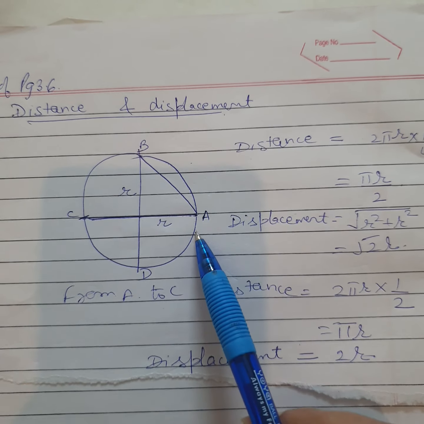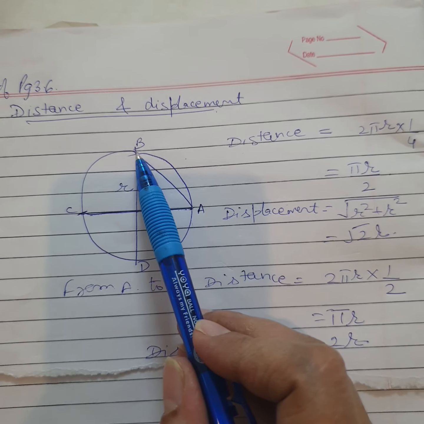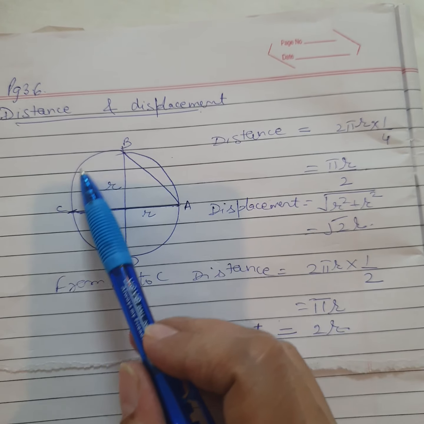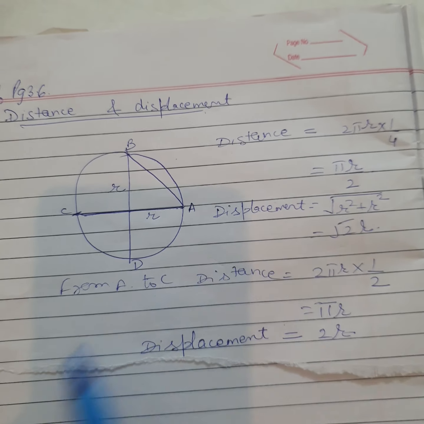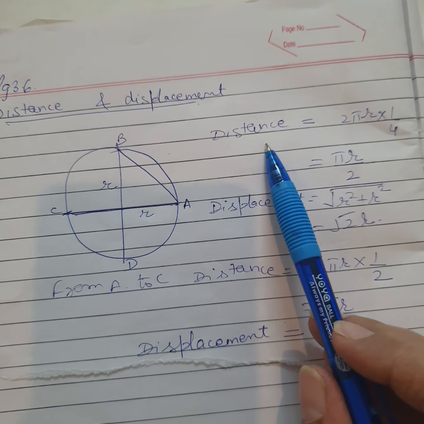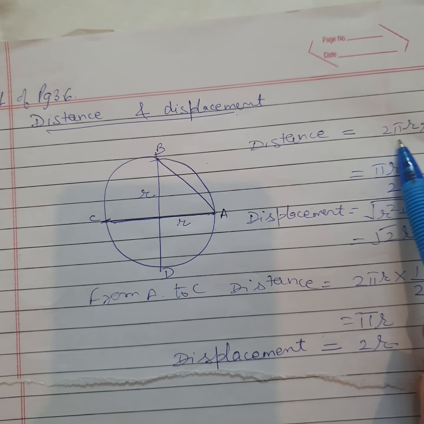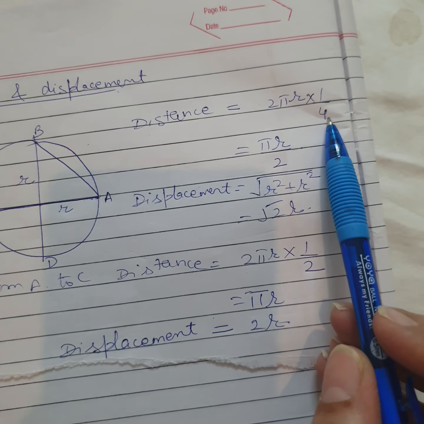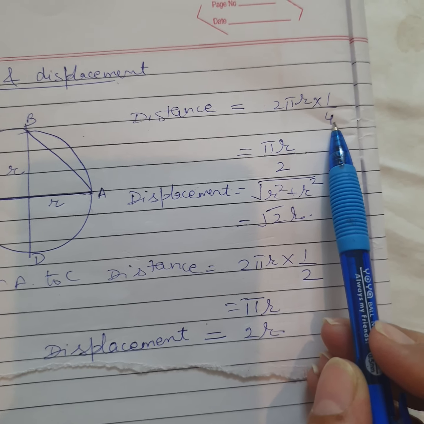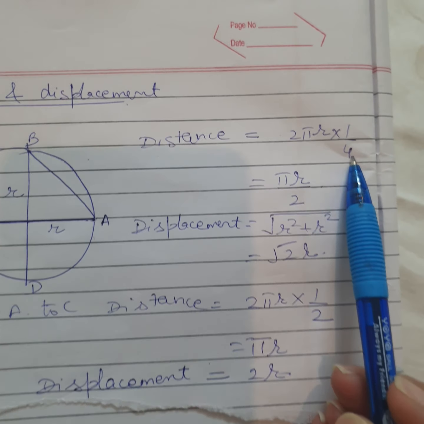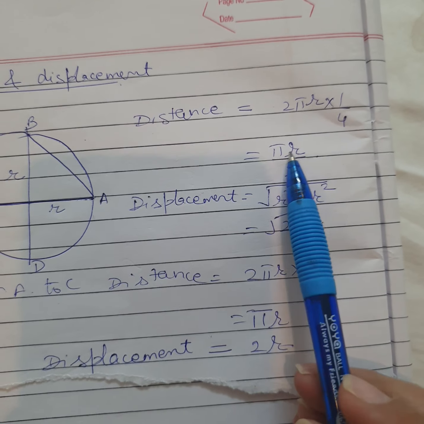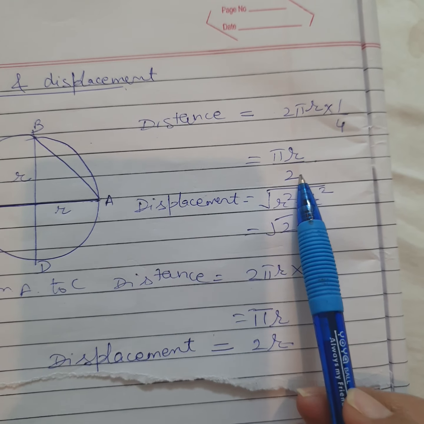Now, first is from A to B. The total distance covered in the circle is 2 pi r. A to B is 1/4 of the circle. Therefore, distance is equal to 2 pi r into 1 by 4. 2 pi r is the circumference of the circle, that is the total distance travelled around the circle. 2 pi r into 1 by 4 is equal to pi r by 2.